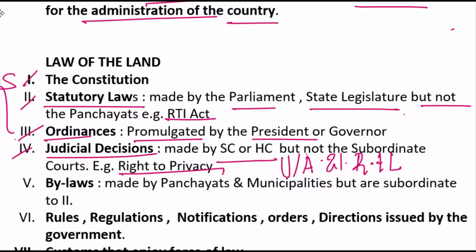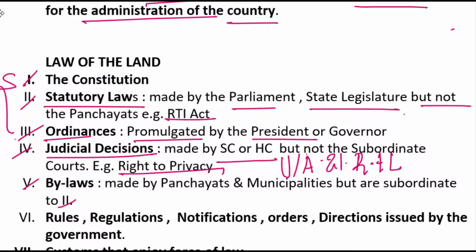So it is the Supreme Court which says that right to privacy is implicitly available under the right to life, which has been given under the Article 21. What do I mean implicitly available? Implicitly available means it is available there, but not openly written. All right. And at 5, already discussed, we have bylaws, laws made by the local self-government bodies such as the municipalities and the panchayats, are subordinate to the statutory laws.